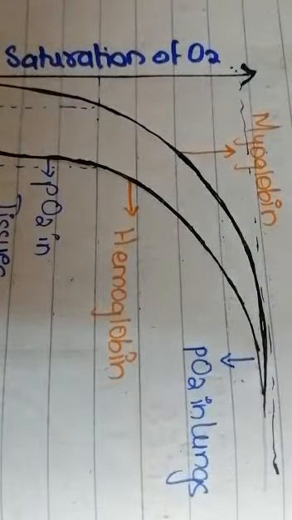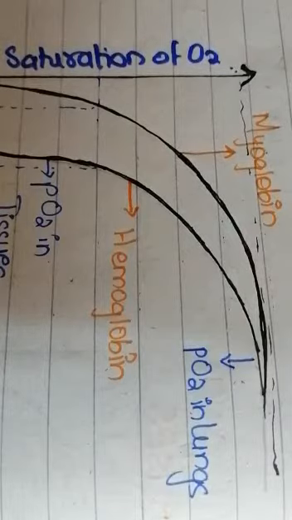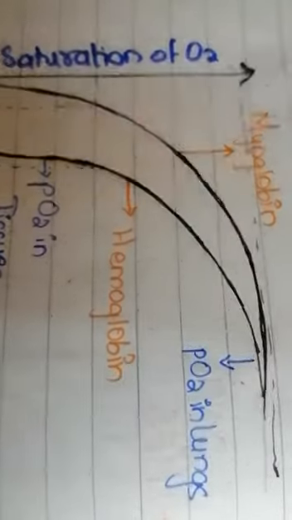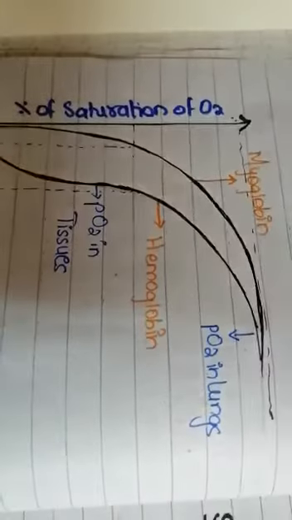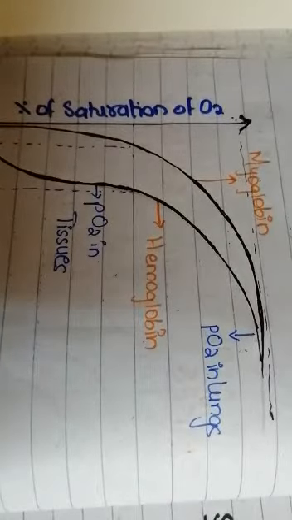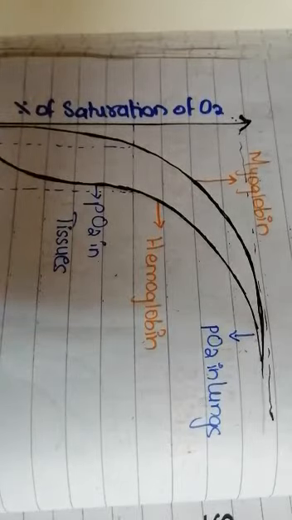Today we are going to discuss the oxygen dissociation curve. It is a very important curve for the binding and the dissociation of oxygen in the hemoglobin. Before discussing the curve, we have to know what the concentration is and how the oxygen is dissociated and bound in the body.